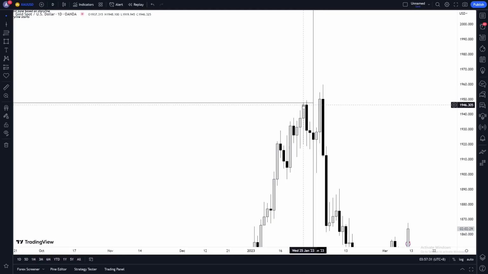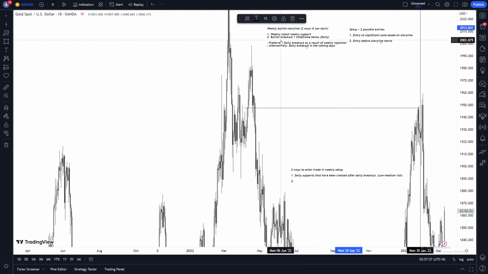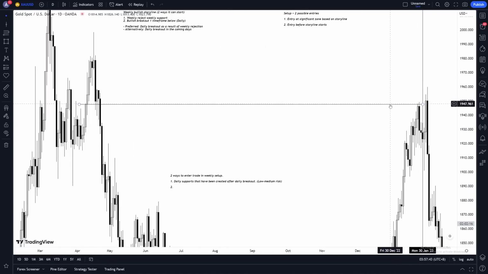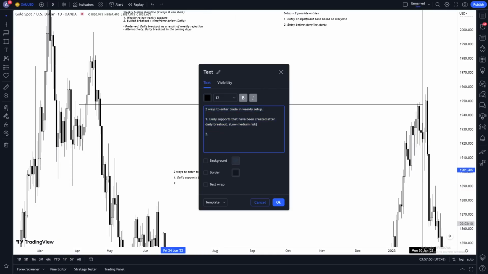I'm trying to give you guys an example here. Okay, so this will be the area you can enter. This is the second way to enter, which is exactly why it is considered higher risk. Weekly reject weekly, just a new support created, or new resistance in this case. That's it. Okay, so two ways to enter a trade in a weekly setup.